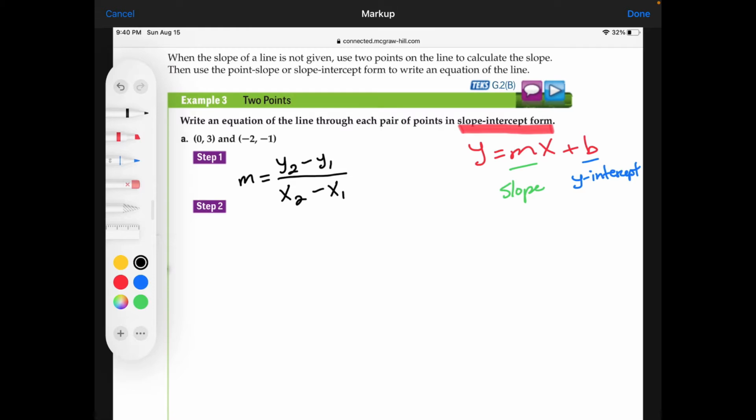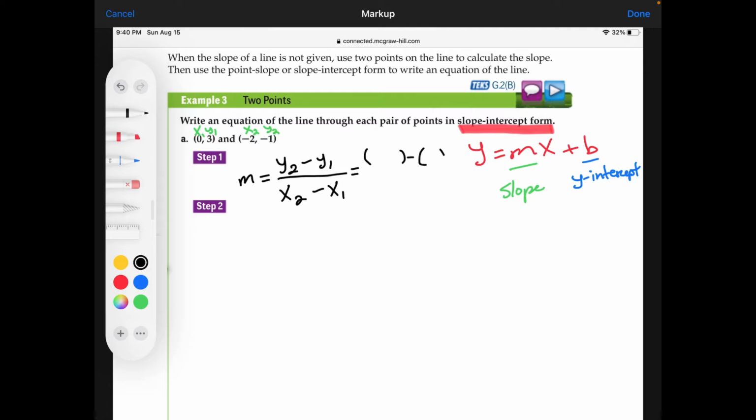Now, because we have these y1s and x1s, that has to be your indication that we need to label our points. So we're going to label our points. I'm going to pick 0, 3 to be my first point. So I'm going to say this is x1, y1. And then this next point I'm going to say is my second point. So this is going to be my x2 and y2.